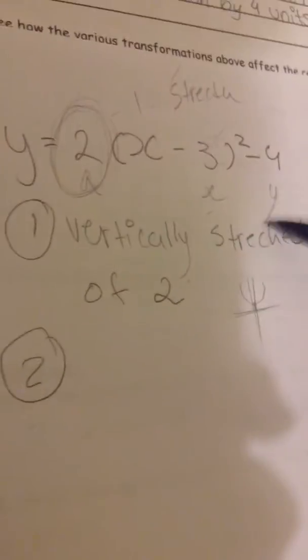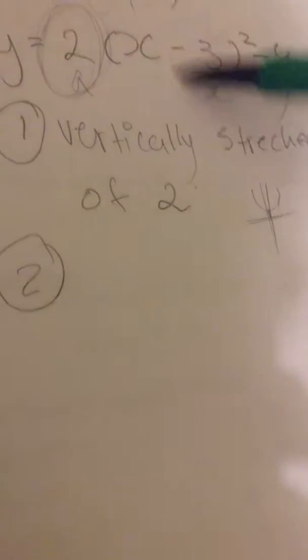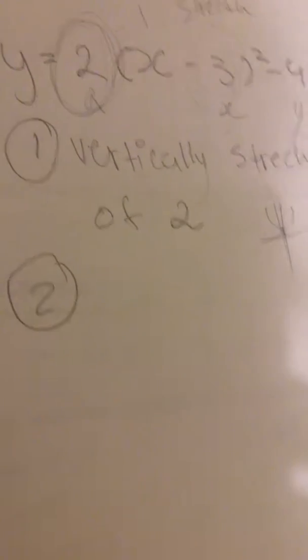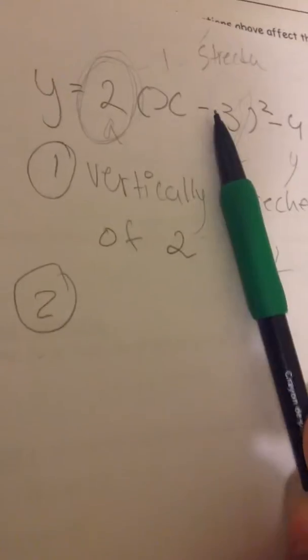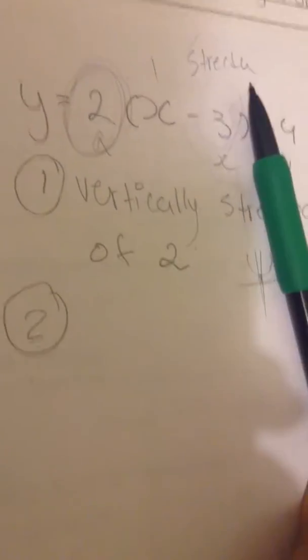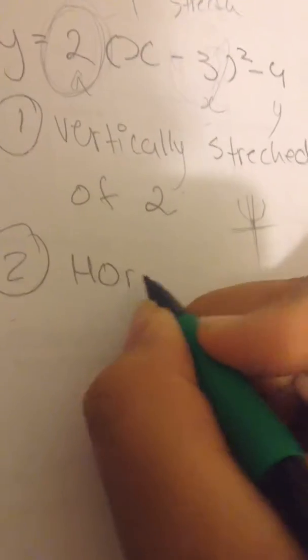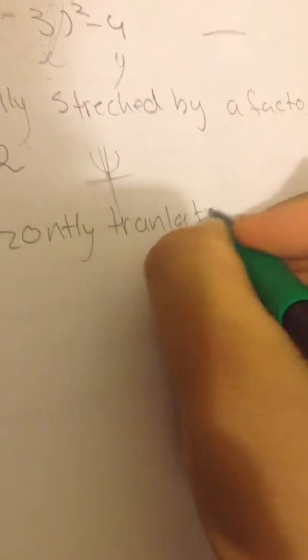Our second one could be that, what else do we see here? So we see our a, our x, and our y. You see a -3. Now we know when you translate, if it's a -3, you have to move it to the right, and if it's a +3, you would move it to the left. So we would say it is a horizontal, because we're going this way. Horizontally translated 3 units to the right.